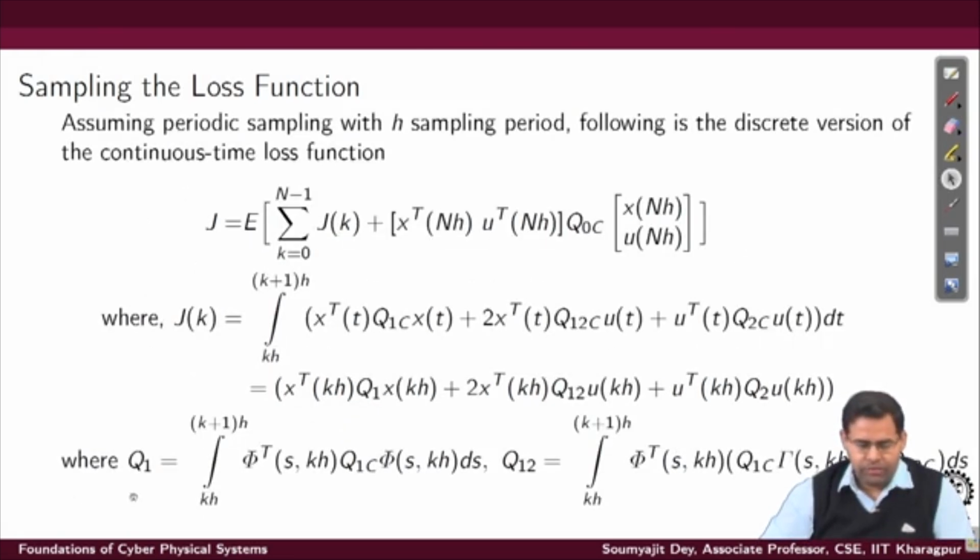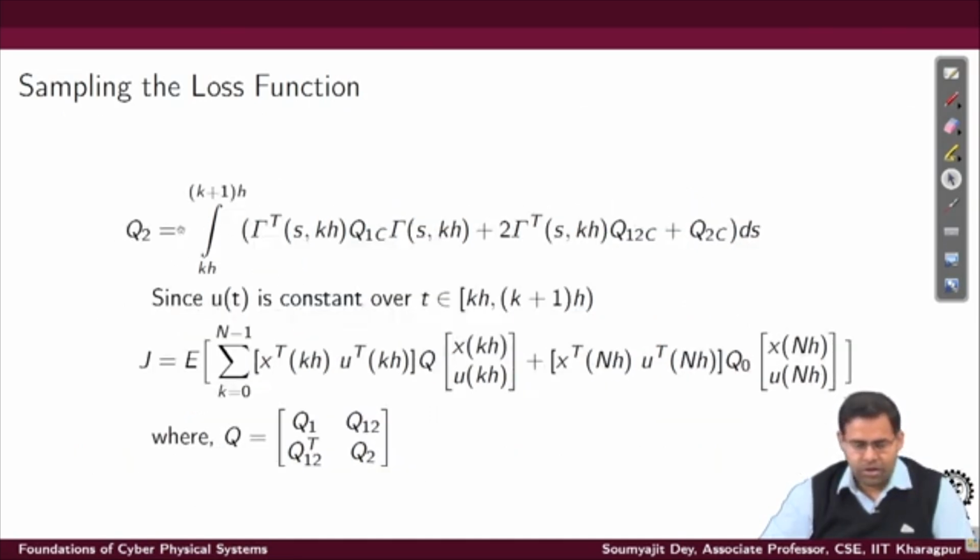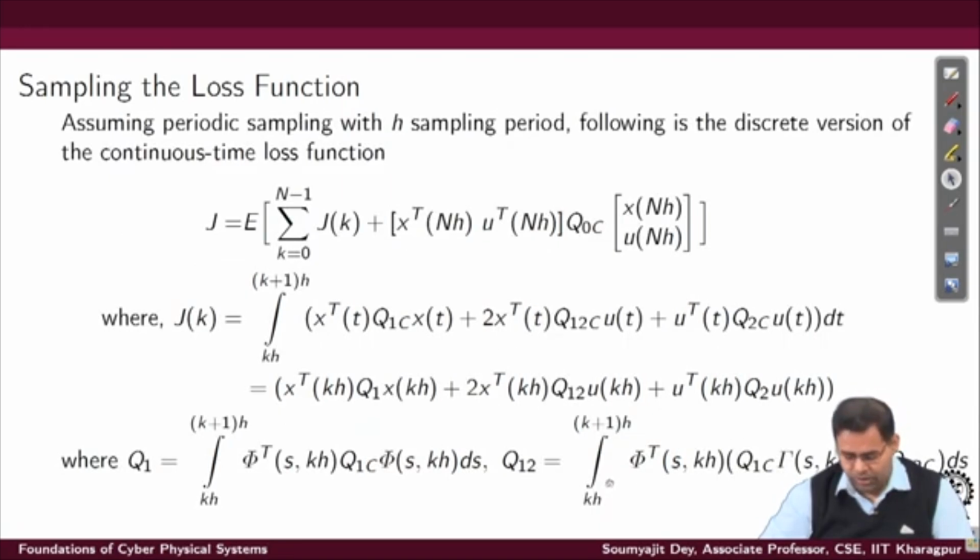So, this is phi 1. Here, as you can see, we are saying j k is this, which will be equal to, after the integration is done, this weight matrix q 1 weighting x, and weight matrix q 1 2 in the discrete domain, which is again weighting x and u, and weight matrix q 2 weighting u. And what is q 1, q 2? This is your discrete domain version of q 1 c. Here this is your discrete domain version of these weights, and you also have this q 2 here.